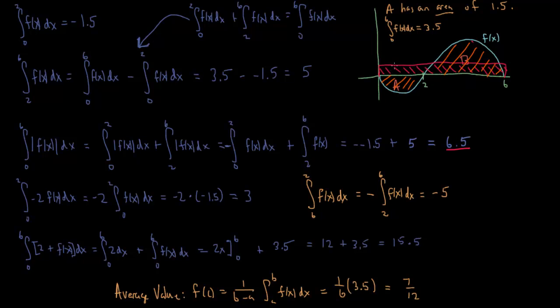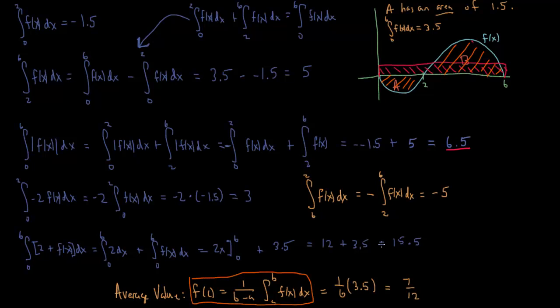7 over 12 times 6 gives you 3.5, which is the area of that pink rectangle. The height of the pink rectangle is 7 over 12. 7 over 12 is the average value, and that again is according to the mean value theorem, which is guaranteed to be on a test if you're in a Calc 1 or a Calc 2 class where this comes about. Guaranteed to be on a test. The mean value theorem for integrals is a pretty important concept. So I think that is about all I wanted to cover.